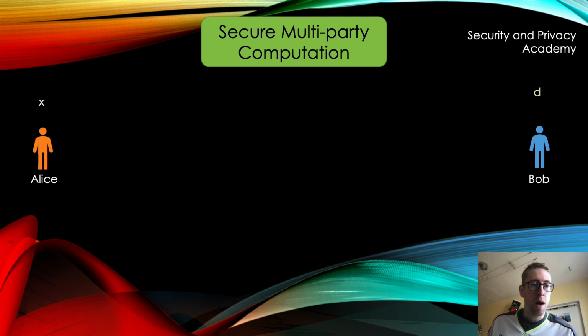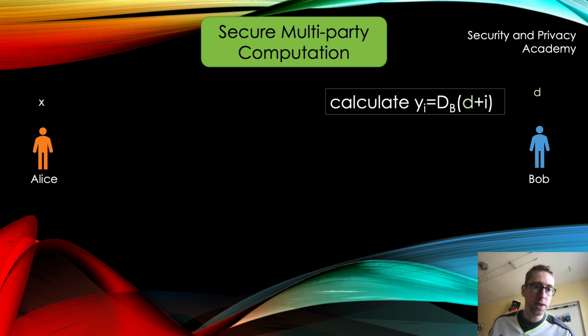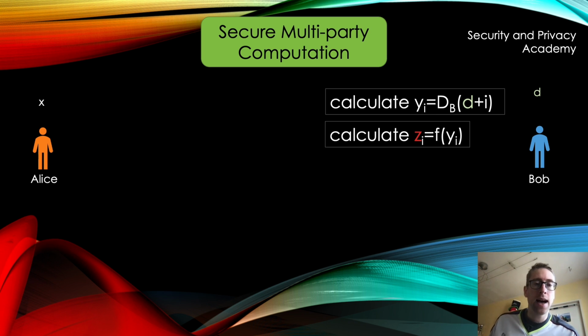Now it's Bob's turn, and he calculates a series yi by decrypting D. B is his decryption key, plus the natural number i, which iterates from 0 to n. That's why it has to be bounded by an n. From the series yi, Bob then calculates the series zi by applying some function f, which is known to both Bob and Alice. So this is a public function, and it could be basically any function. We will see in the example later that we use the function, for example, x divided by 3.